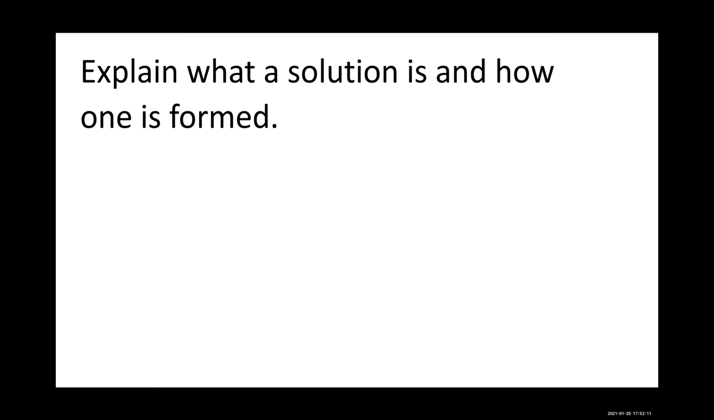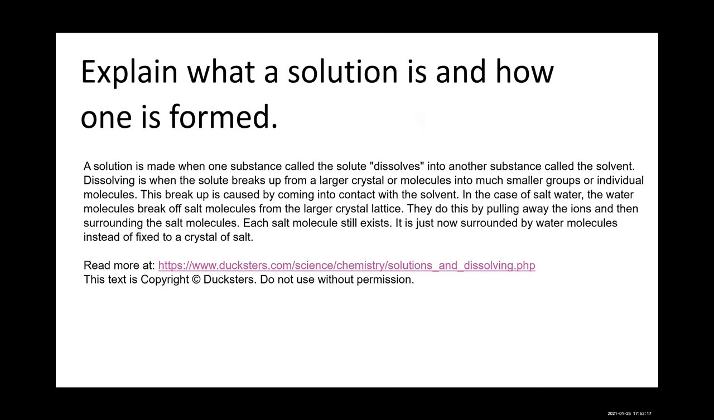Explain what a solution is and how one is formed. So your answer should be similar to this one, maybe not quite as involved. A solution is made of one substance called a solute, and it dissolves into another substance called a solvent. Dissolving is when the solute breaks up from a larger crystal or molecules into smaller groups of individual molecules. This breakup is caused by coming into contact with the solvent.